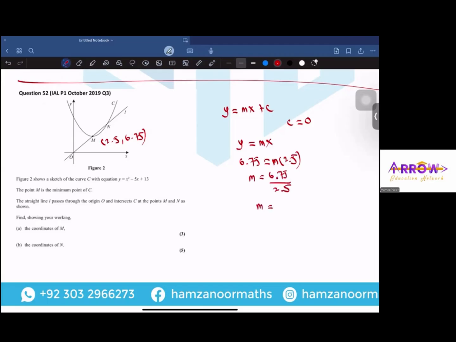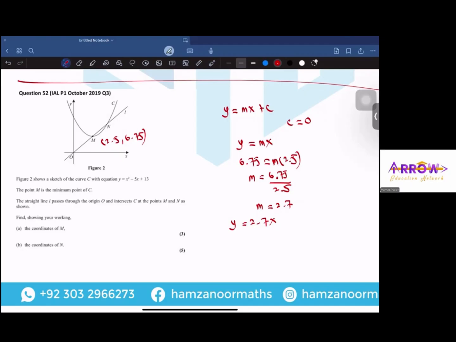How much is this? 6.75 divided by 2.5. This is supposed to be 2.7. So I can say that the equation of the line L is y equals 2.7x. Simple. So as we have found the equation of the line L, what I can do is solve it simultaneously with the equation of the curve, so that we are able to get the two distinct points, and one of those two distinct points is already known to you through part A, which is the point M. We are interested in finding the coordinates of N over here.